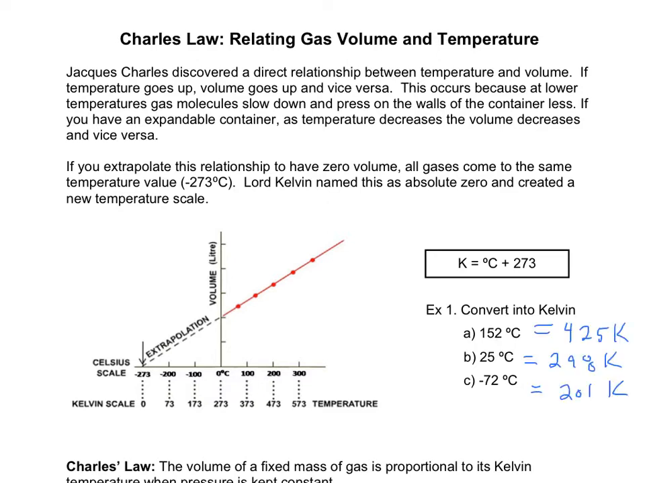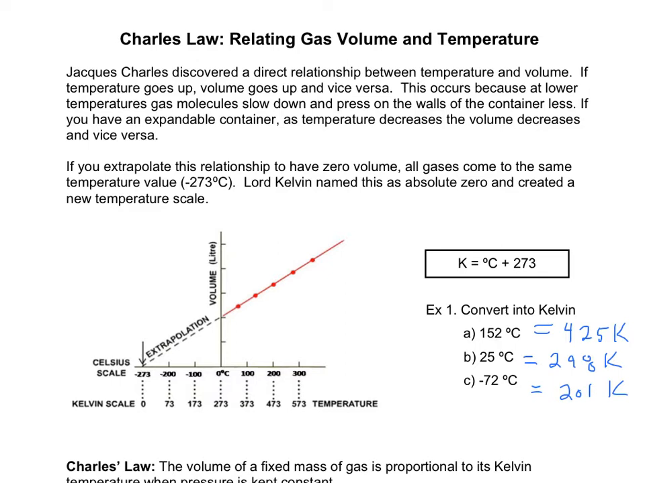Here are the answers for example 1. Remember your SIGDIG rules for addition and subtraction. Your answers should have the same number of decimal places as the lowest number in the question. So, for example B, I have 25 degrees Celsius. That's got no decimal place. Neither does 273, so I can't have a decimal place in my answer.